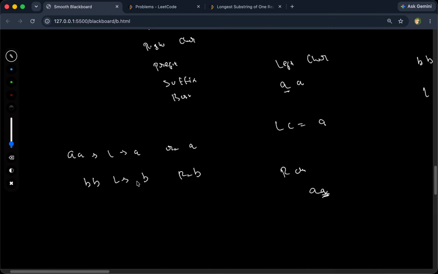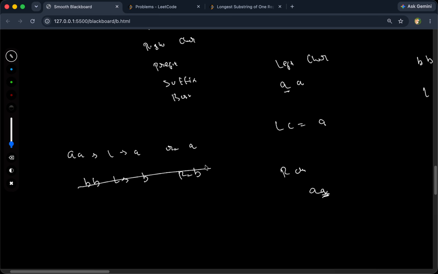Now prefix. Prefix sounds difficult, but it's actually very simple. Prefix means how many same characters there are continuously from the beginning. Here, starting from the beginning, both are B, so our prefix is two. Let's take another example: A B B. Starting from the beginning, A has come only once, so our prefix is 1. Okay, let's take one more example.